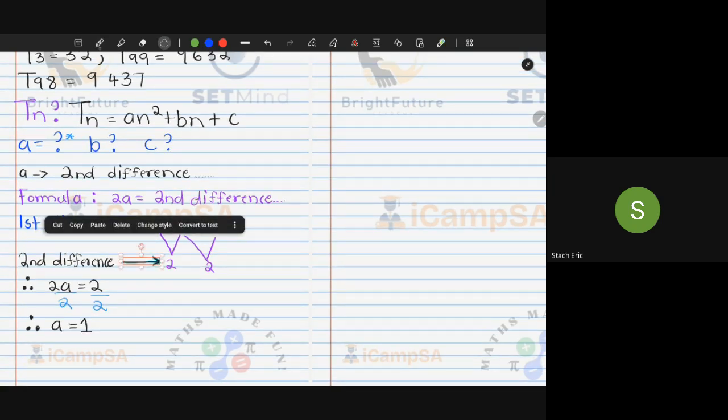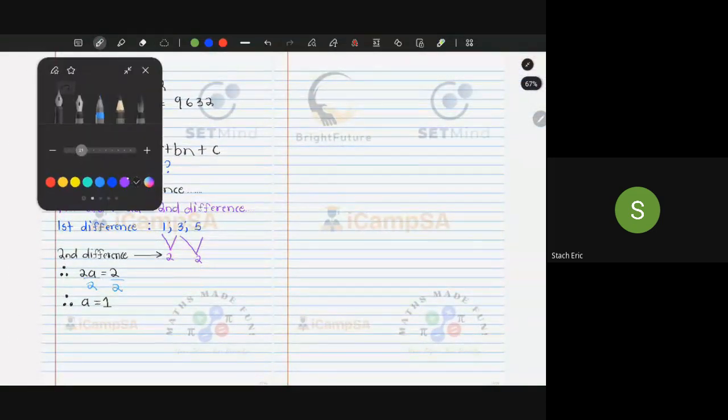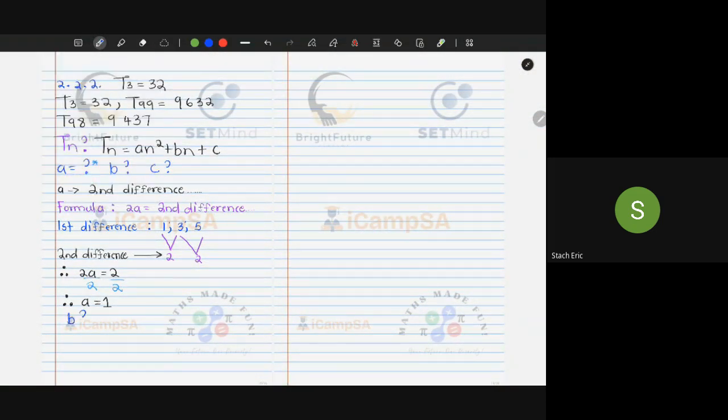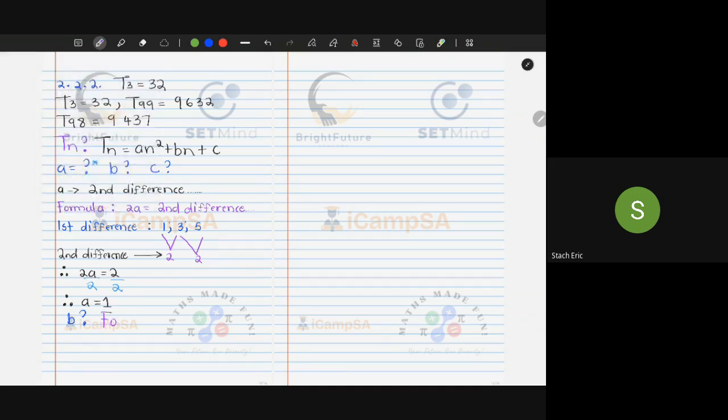Now we need to figure out what is the value of b. What is the value of b? And if you remember, whenever we are looking for the value of b, guys, again, we use a formula.